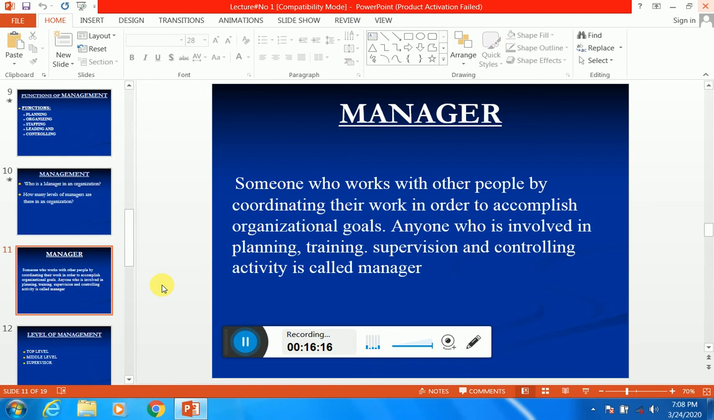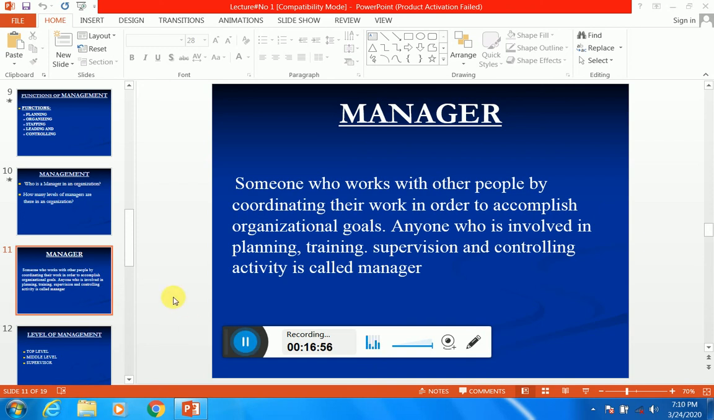Now from this definition, we can conclude that a manager is someone whose primary responsibility is to carry out the management process. Someone who plans, makes decisions, organizes, leads and controls human, financial, physical and information resources is known as a manager. Or in other words, someone who coordinates and oversees the work of other people so that organizational goals can be achieved.